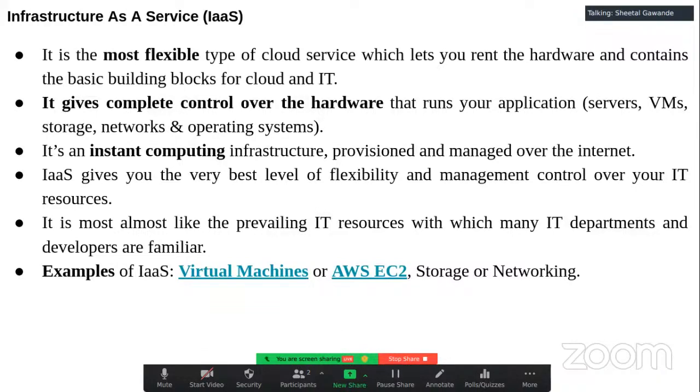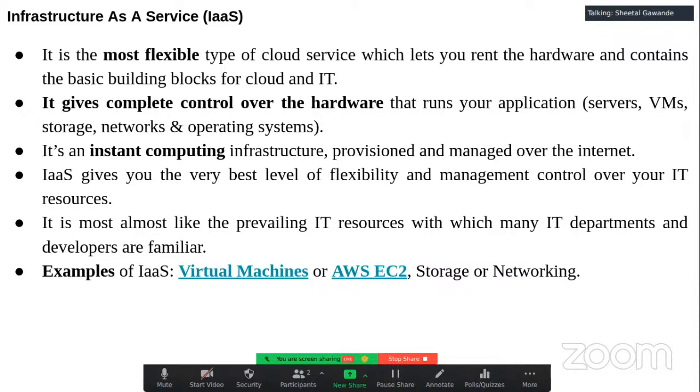So what does infrastructure mean? Infrastructure means whatever servers you have, whatever machines, whatever storage, what network components we have, or what different operating systems you have. This comes under the category of infrastructure. So in infrastructure as a service, the cloud provider will provide you the virtual instances of all these resources.